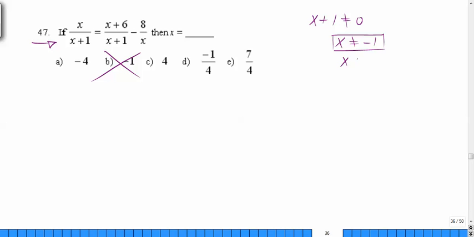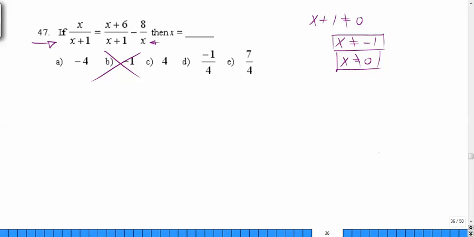Also, x cannot be 0, right? Because if x is 0, then this 8 over x here will be undefined. We cannot work with that. X should not be 0. Okay, 2 restrictions. Moving on.